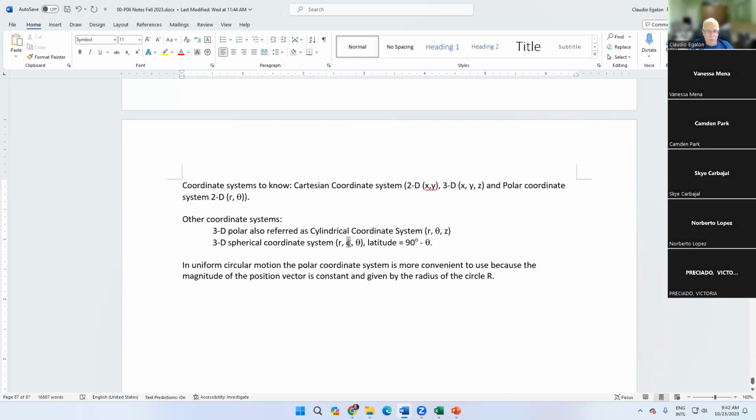That should be the longitude. That should be the latitude. Okay, but we're not going to cover those two. So let's go back here.